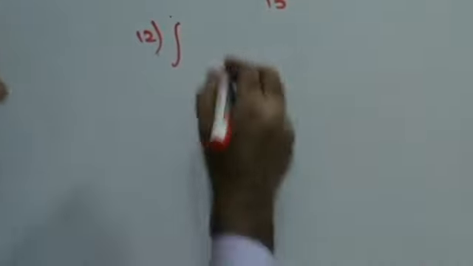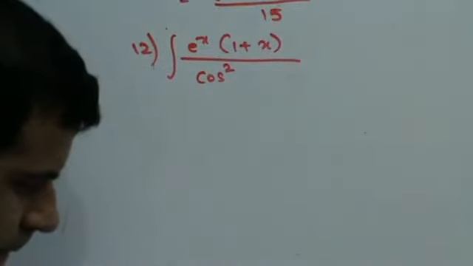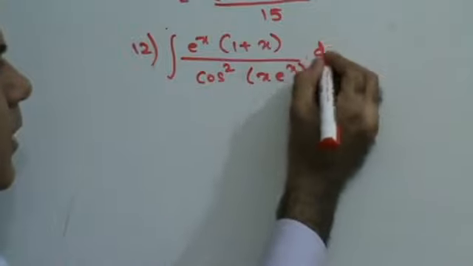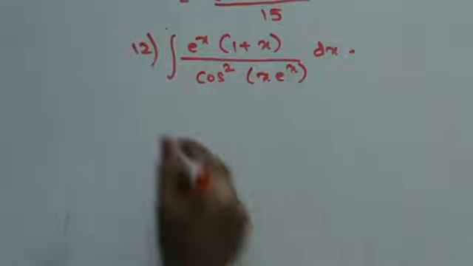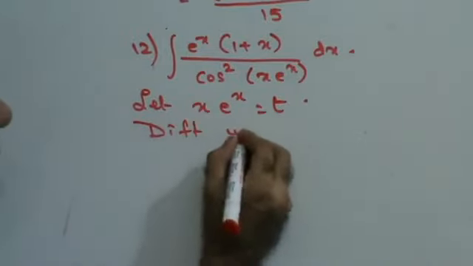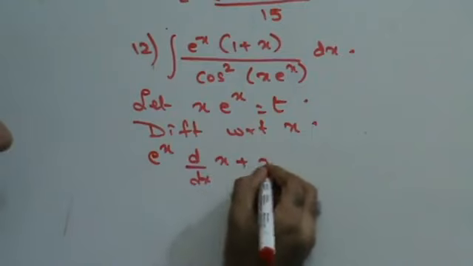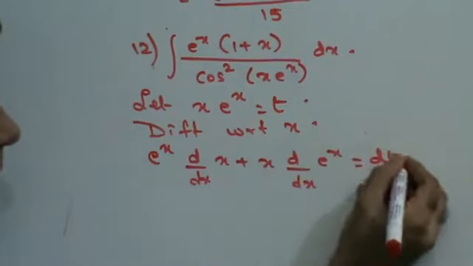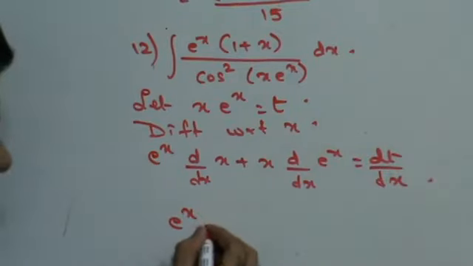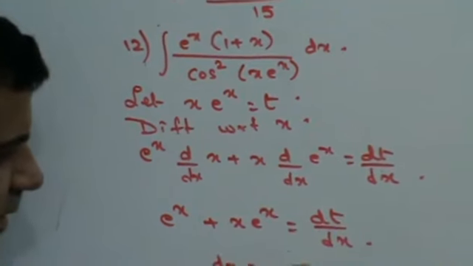Integral of e raised to x 1 plus x upon cos square x e raised to x dx. Right? Let's see the sum. You will say, let us assume that x e raised to x is equal to t. Differentiate with respect to x. Here you will use the uv formula. This is v derivative of u plus u derivative of v is dt by dx. This can be written as e raised to x plus x e raised to x is dt by dx. I would say that dx is equal to dt, take e raised to x common, 1 plus x.